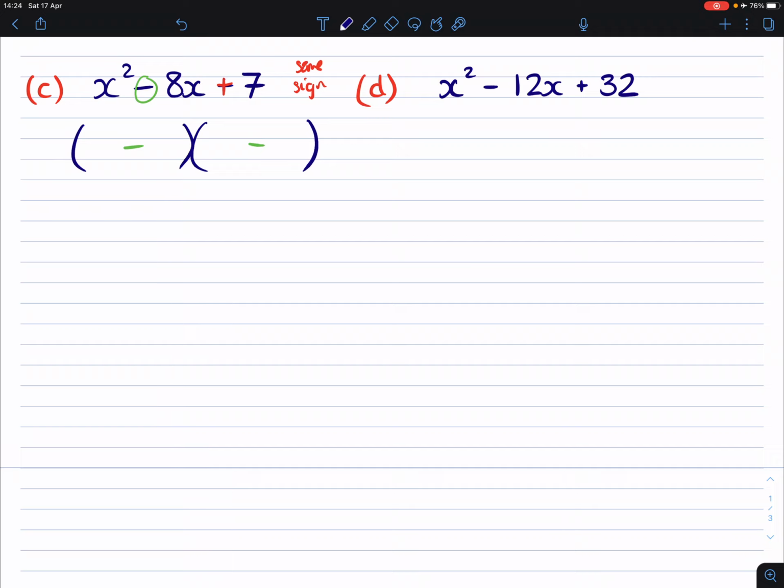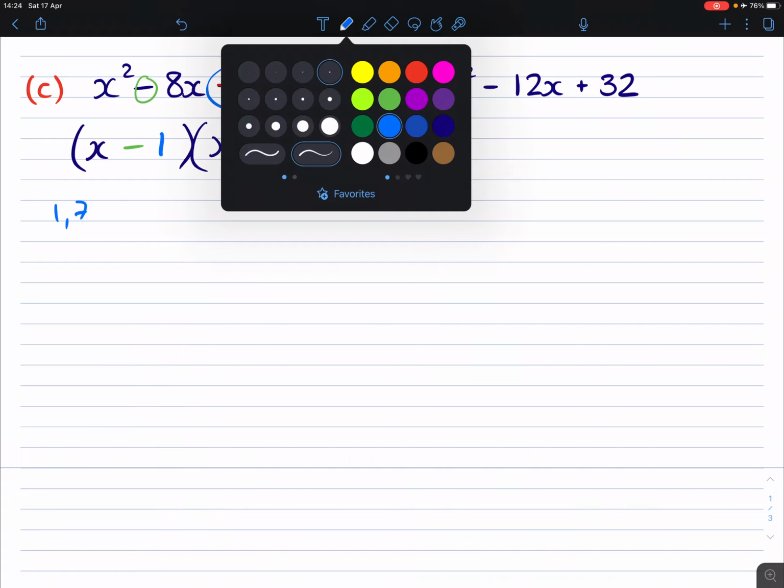X times x makes x squared, so I put that there. And what times what makes 7? Well, we have 1 times 7, and that's it. So really, what we need to do is put 1 and 7 in. We don't really have a choice, and that is it fully factorized.